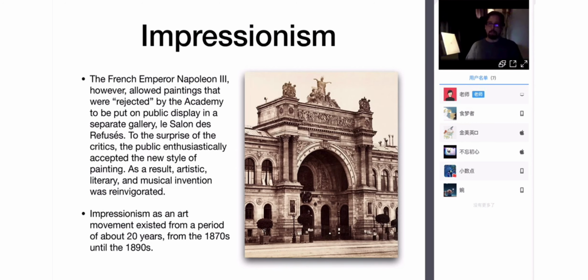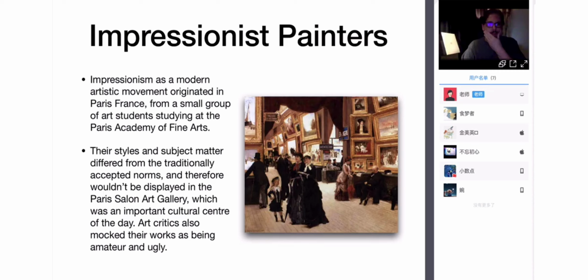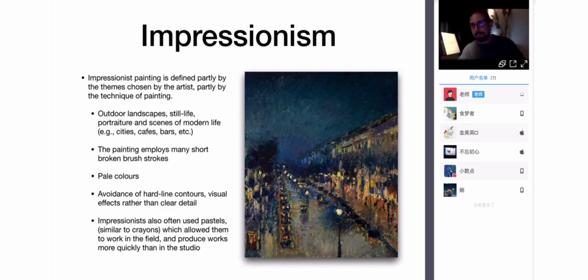So, how does the story go as far as how Impressionism was born? Well, it says here, the styles and subject matter differed from traditionally accepted norms, and so these art students' works were rejected by the Academy, so they couldn't be put on display at the art salon, the Paris Art Salon Art Gallery.